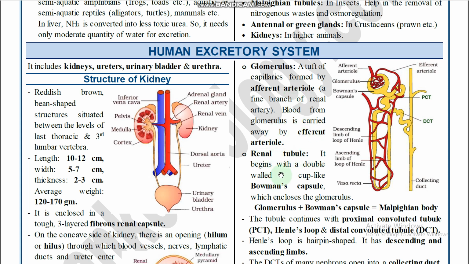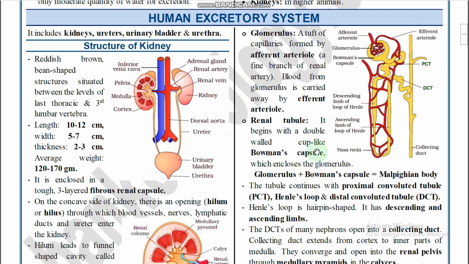The renal tubule begins with a double-walled, cup-like Bowman's capsule. The renal tubule parts are the Bowman's capsule, PCT, loop of Henle, DCT, and collecting duct. The cup-like Bowman's capsule encloses the glomerulus, and the glomerulus plus Bowman's capsule is called the Malpighian body, also called the renal corpuscle.